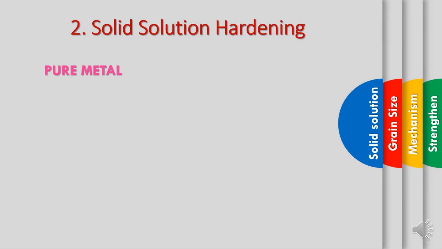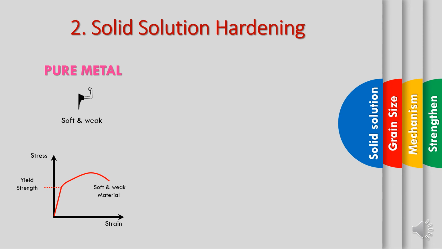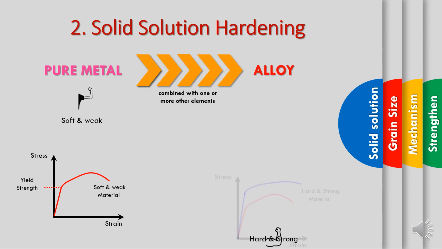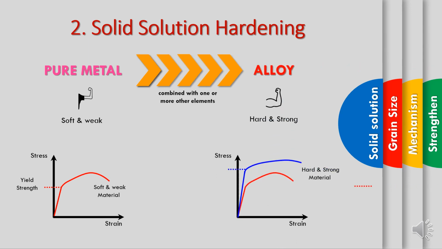And the second way to strengthen metals is by using solid solution hardening. Basically, pure metal is soft and weak. So in order to harden it, we have to combine it with one or more other elements, and it will become an alloy.